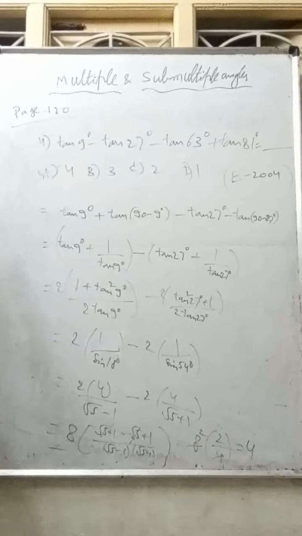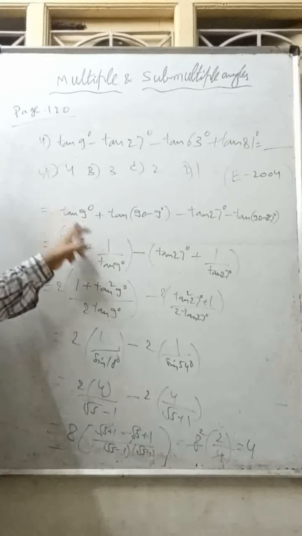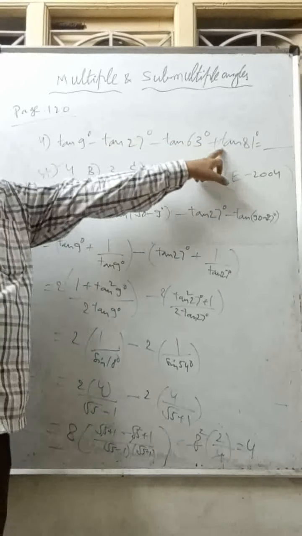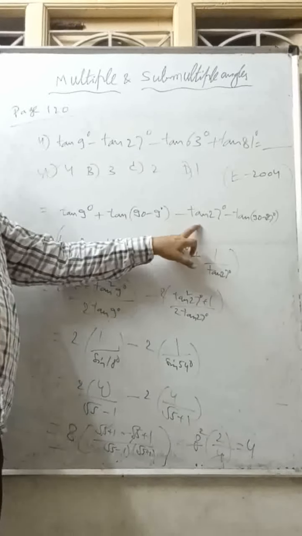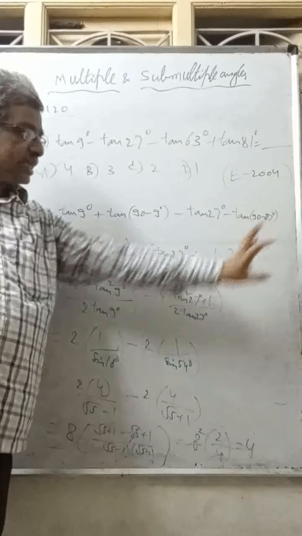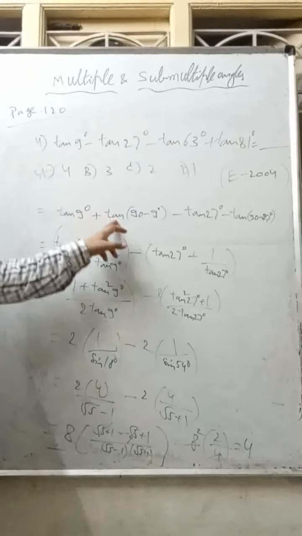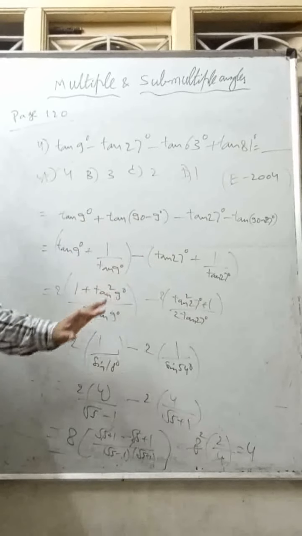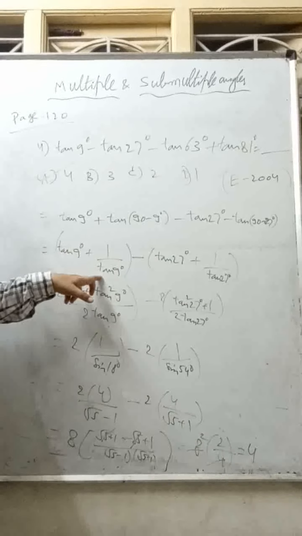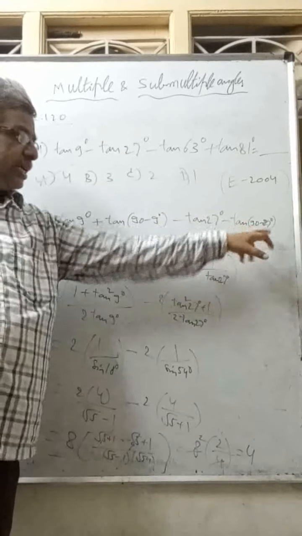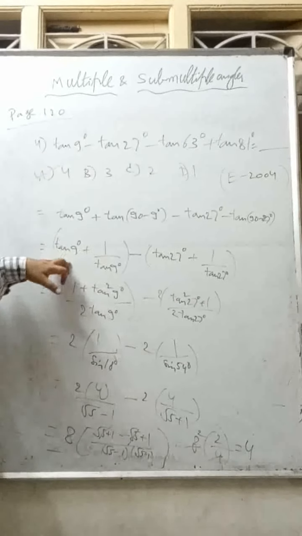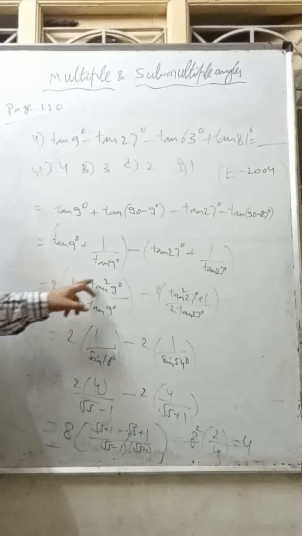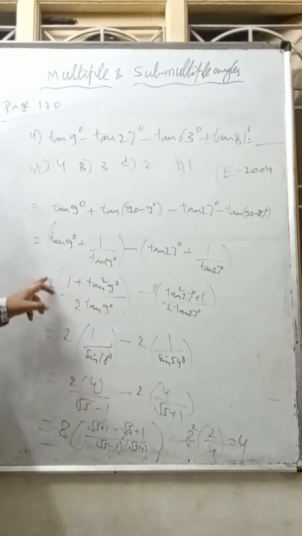Our option is A. See again, tan 9, this 81 I am writing as 90 minus 9, minus tan 27, this 63 I am writing as 90 minus 27. Now tan of 90 minus theta is cot theta, and that cot theta I am writing as 1 by tan theta. This also, tan of 90 minus theta is cot theta, I am writing as 1 by tan theta. Now I am taking the LCM of these two, so tan square 9 plus 1 by tan 9, multiplying by 2 by 2.